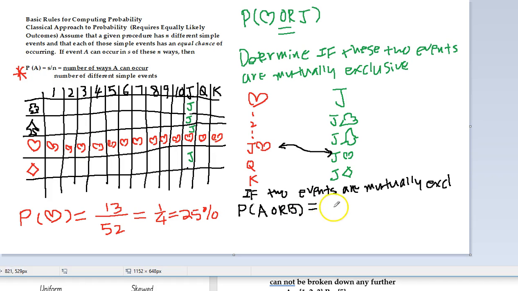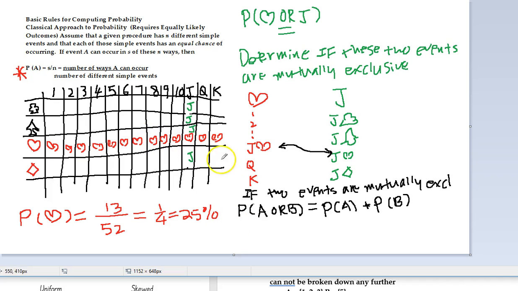Then all you have to do is add the probability of both events. So probability of A plus the probability of B. Okay, that's how you find the probability of A or B.